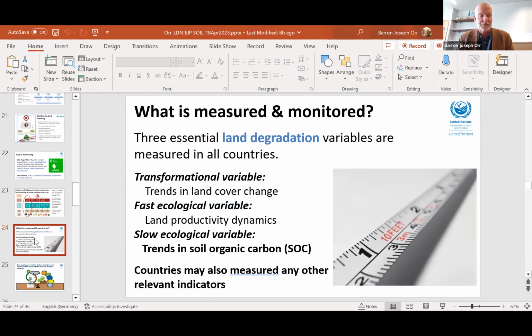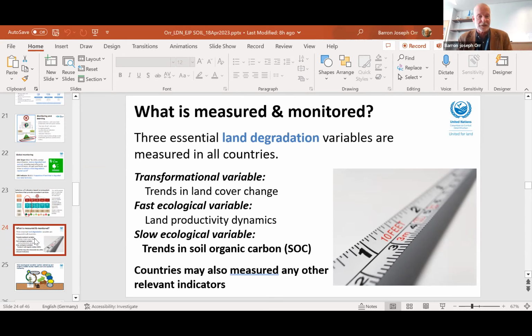These indicators have been shaped to include a transformational variable, which is land cover change, the trends in land cover change, and land productivity dynamics. Land productivity is the primary indicator everyone uses to look at land degradation, but it's also the most influenced by, for example, changes in the weather. So we have to be careful about the fastness of this ecological variable.